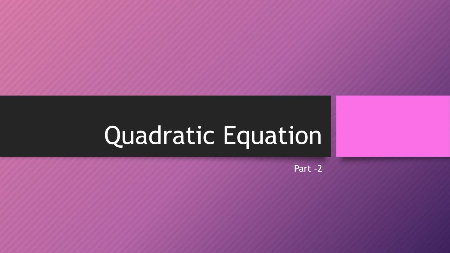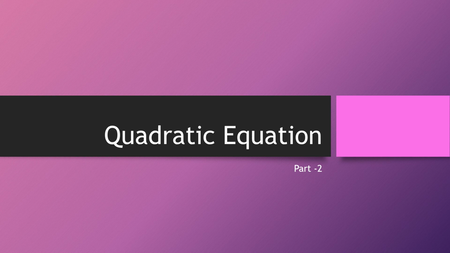Good afternoon, children. Today we will be starting with the next part of the topic quadratic equation. Last time we learned what we mean by a quadratic equation, that is, an equation of the form ax square plus bx plus c equal to 0 is called a quadratic equation. We also learned that a quadratic equation has at most two roots.